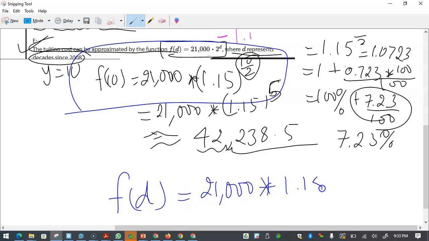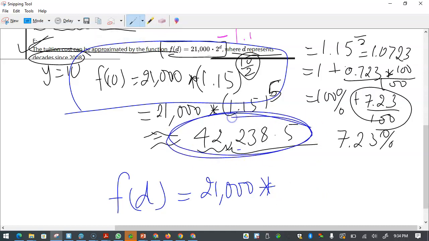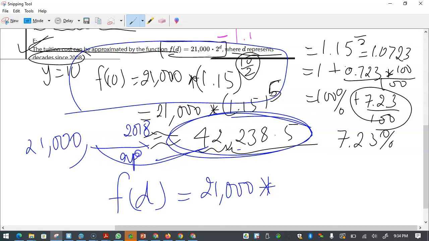1.15 raised to... so we are not going to use 1.15, that is for every year, right? So let me take this off, but we have seen that it doubles every 10 years. So we still remember, in the beginning it was 21,000 in 2008, and after 10 years, it's approximately double.